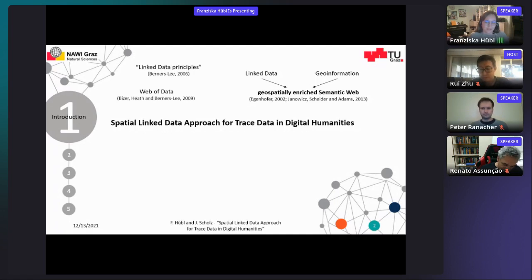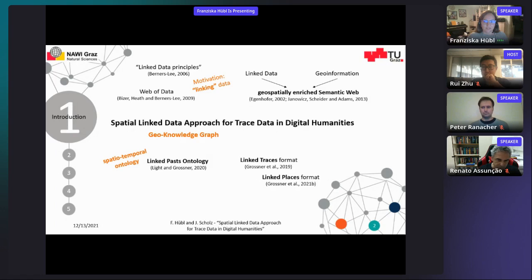So Berners-Lee defined the linked data principles, which are about using HTTP URIs as names for things. He also recommends to provide further links to resources and descriptions so that people can discover more things. So this thought of linking also motivates this work. Other intentions of this work are to work on a spatiotemporal enabled ontology based on the linked past ontology, to create a knowledge graph, including the linked past ontology, supporting the linked places format, and giving an option to include linked traces.